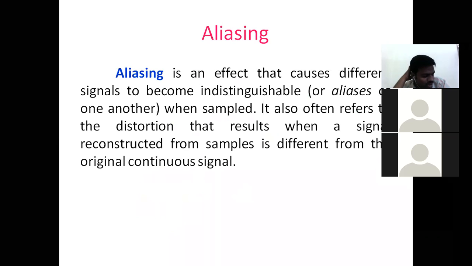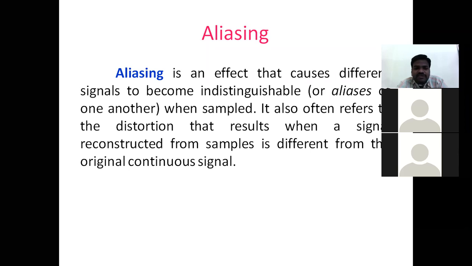Now here one important concept arises in this sampling process: aliasing. What do you mean by aliasing? Time domain aliasing. I think you have heard this word in your mathematics. Aliasing is nothing but some type of distorted waveform. Some type of distortion comes into the picture when you select the values of frequency.